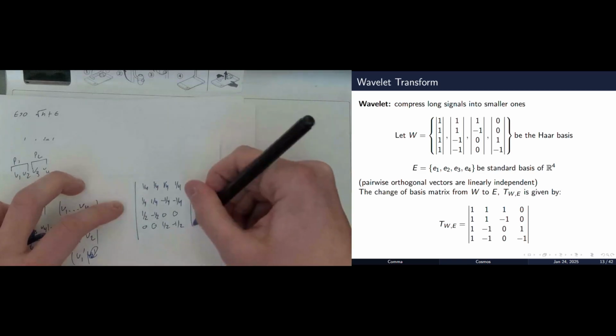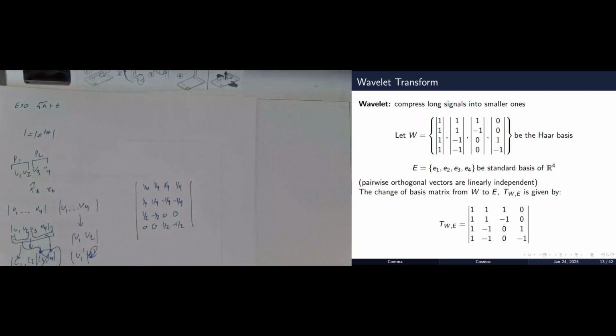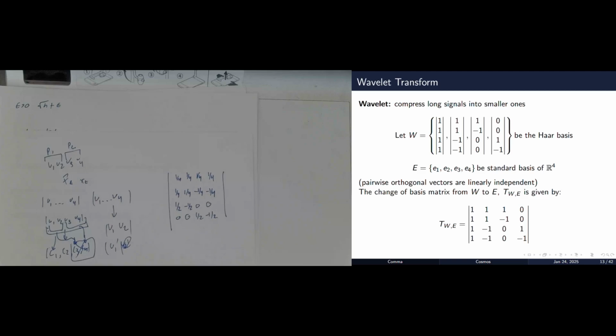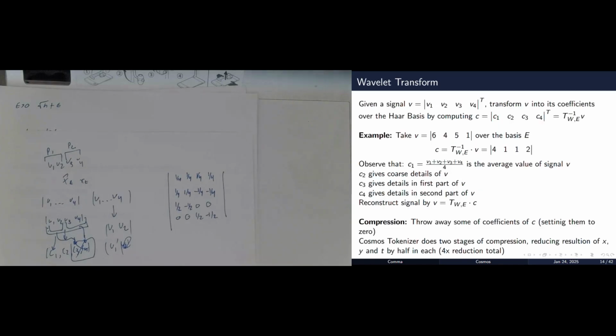If we compare it to the C1, C2, C3, C4 descriptions on slide 14, we can see how C1 is just the average of all of them. C2 is coarse details, so positive for the first 2 frames and negative for the other 2, and then the first detail and second detail parts. This is really cool. Yeah, thank you for that. This matrix is way more intuitive.